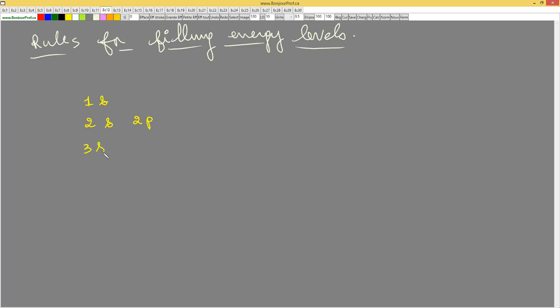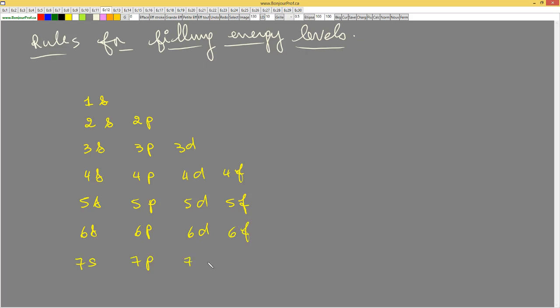And then we have 3s, 3p, 3d. 4s, 4p, 4d, 4f. 5s, 5p, 5d, 5f. 6s, 6p, 6d, 6f. 7s, 7p, 7d, 7f. And recall, for each orbital, how many electrons can it hold?